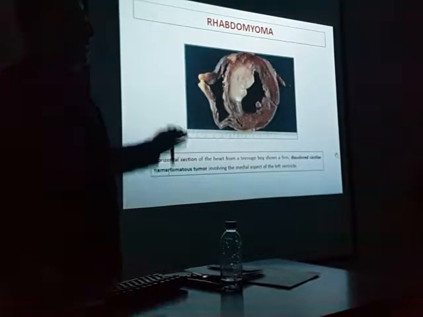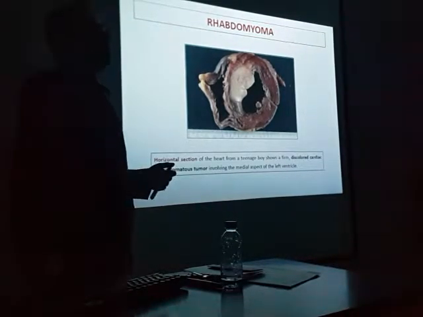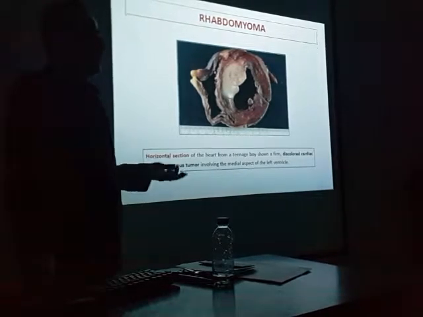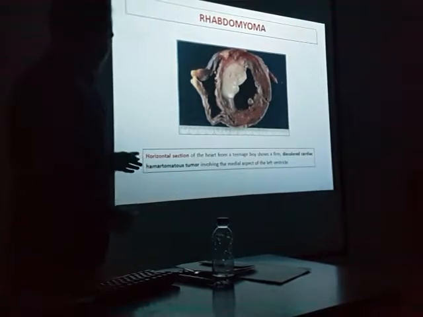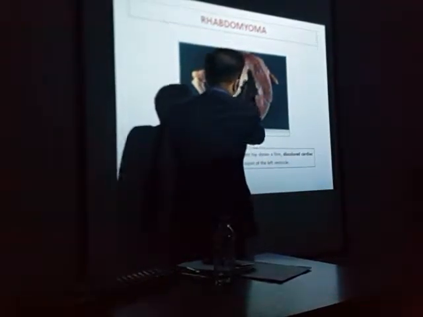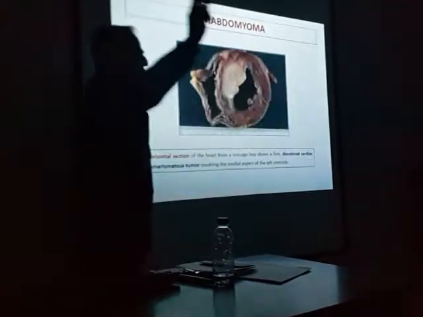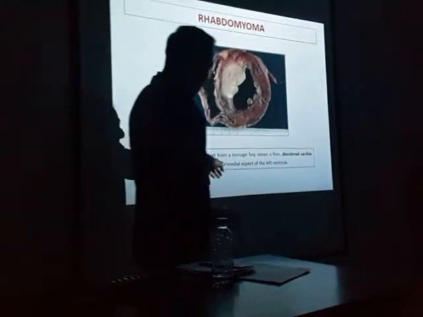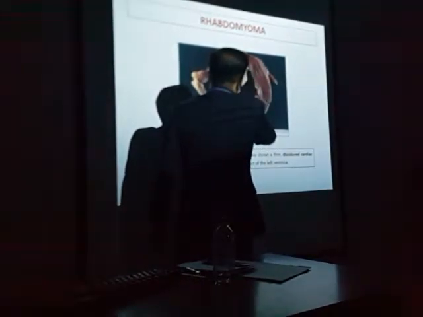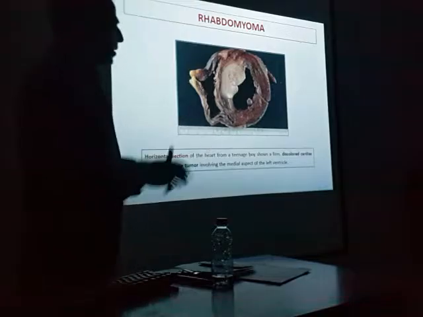Then rhabdomyoma. This is another one. Rhabdo means muscle, which muscle? Skeletal muscle, yeah. Rhabdo means skeletal, isn't it? So a horizontal section of the heart from a teenage boy shows a firm, discolored, look how big it is, cardiac hamartomatous tumor involving the medial aspect of the left ventricle. So the medial aspect of the left ventricle is involved by a big tumor, which has different colors.